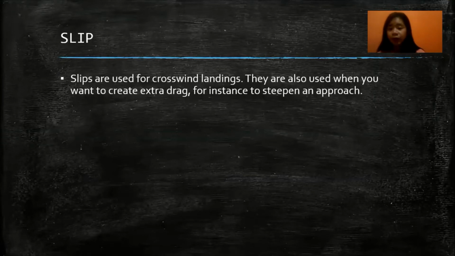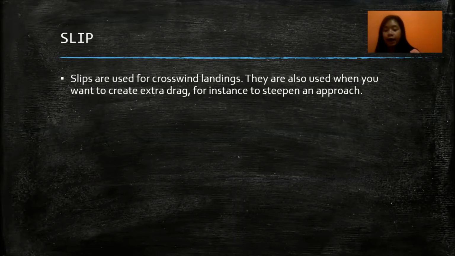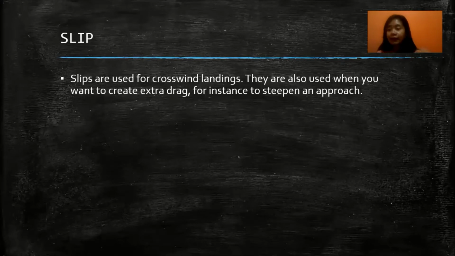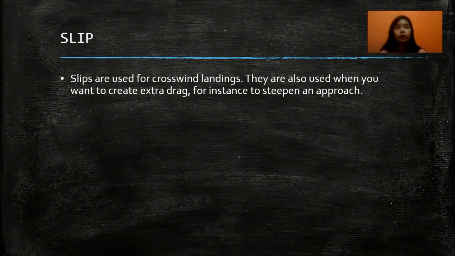So, ano nga ba yung slip? Sabi rito, slips are used for crosswind landings. They're also used when you want to create extra drag, for instance, to steepen an approach. So, for example, maglalanding ka ng aircraft. Tapos, pag sinabi natin crosswind landing, ibig sabihin yung relative wind ay in direction to right or left ng fuselage mo. So, kapag ganon yung landing, kailangan mong mag-create ng extra drag at mag-steepen ng approach. So, yun, kaya very useful yung slip dito.